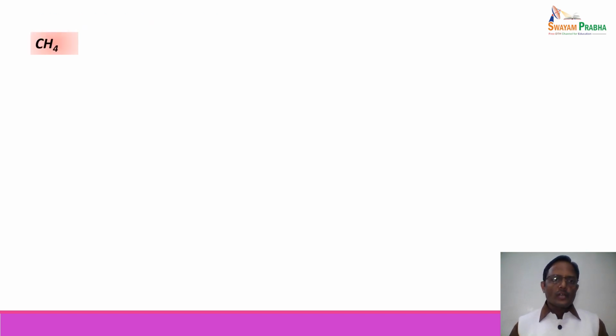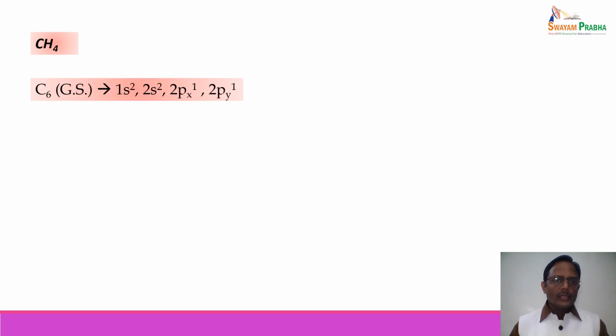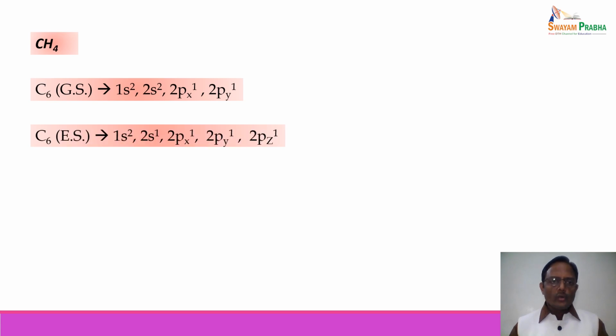Consider the example of CH4 molecule. Carbon ground state electronic configuration is 1s2, 2s2, 2px1, 2py1. So it is actually divalent in ground state, but it has to show tetra covalency. So it will undergo excitation of one electron from 2s to 2pz orbital, and we will have an excited state configuration 1s2, 2s1, 2px1, 2py1, 2pz1.